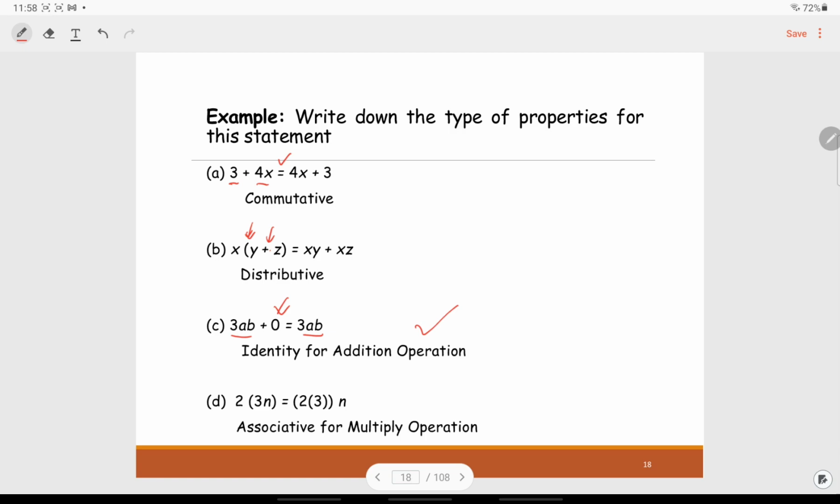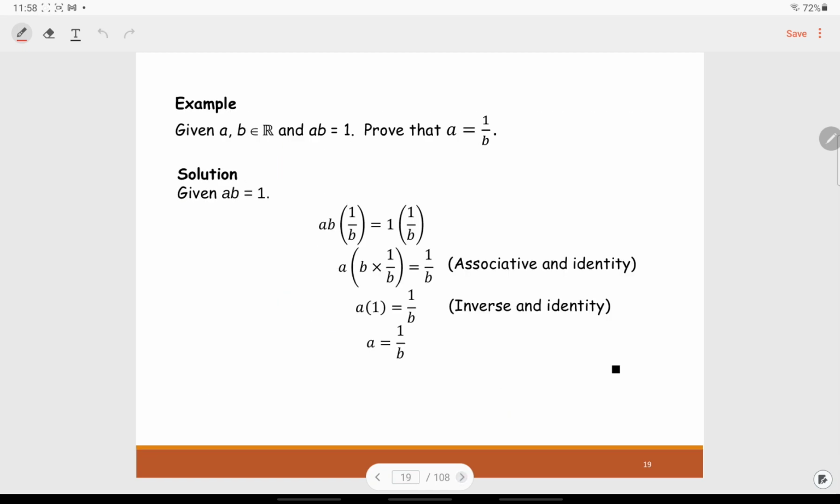Next, we have 2 multiplied by 3n equal to 2 times 3, outside the parenthesis, n. Okay, that means we play around with the parenthesis and the equation remains true. So this property is associative for the multiplication operation.